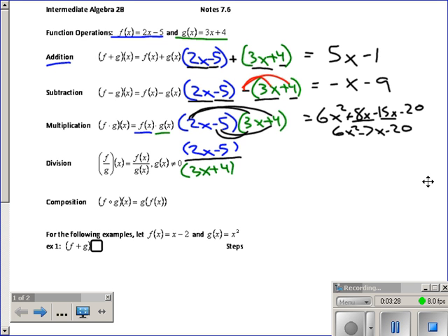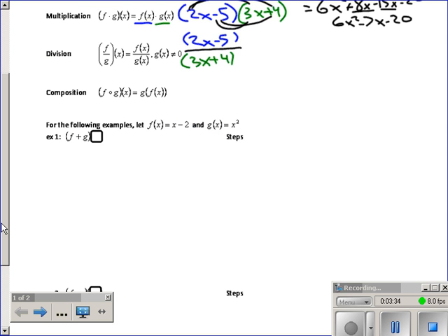So we're done. So I'm going to skip composition for a second, and we're just going to go over some examples. We're asking for these examples, let f of x equal x minus 2, and g of x equals x squared. So f of x, and it says we're adding. So that means we're going to add f of x, which is x minus 2, to g of x, which is x squared.